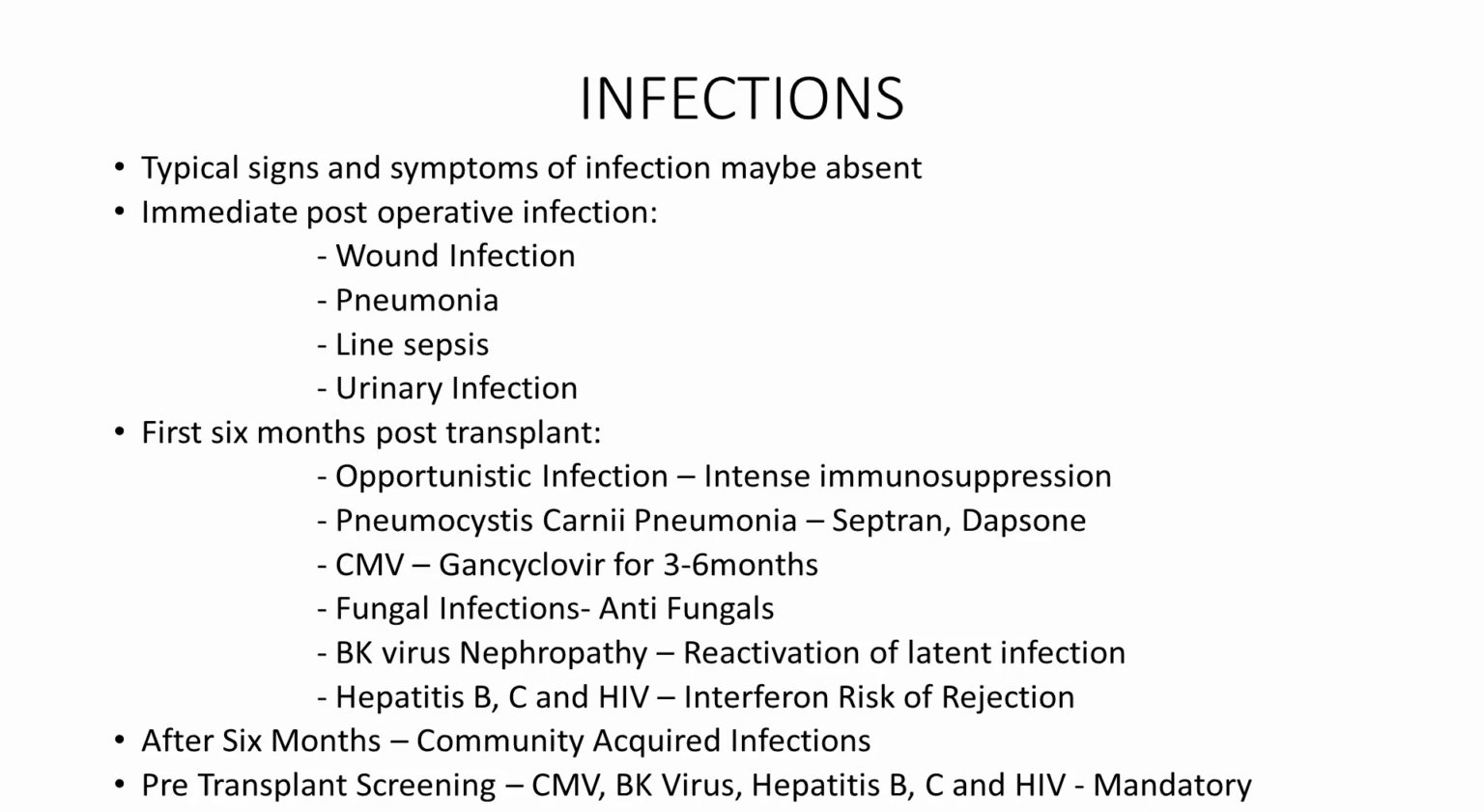Fungal infection is treated with antifungals. BK virus nephropathy is reactivation of latent infection. BK is a specific type of virus which is very closely related to transplantation. Hepatitis B, C, and HIV also increase the risk of rejection. After 6 months, community-acquired infections occur, and pre-transplant screening should be done for CMV, BK virus, etc.